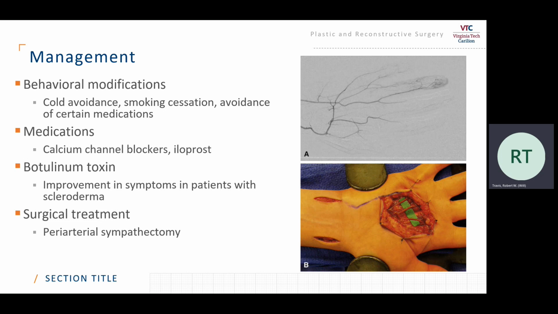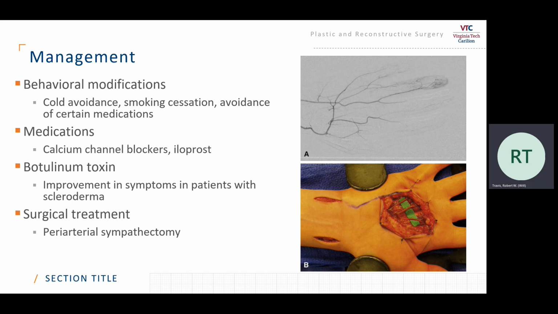Botulinum toxin is another option. The mechanism is poorly understood, but it's thought to be due to inhibition of the sympathetic mediated vasoconstriction and inhibition of substance P mediated pain signaling. Studies have shown that it helps with pain relief, increases blood flow to the fingers, and improves function in patients with scleroderma. And this is injected into the volar aspect underneath the dermis and repeated every 4 to 6 months.